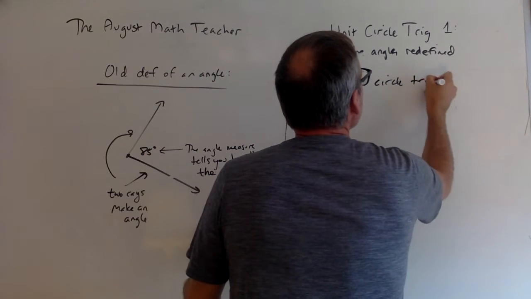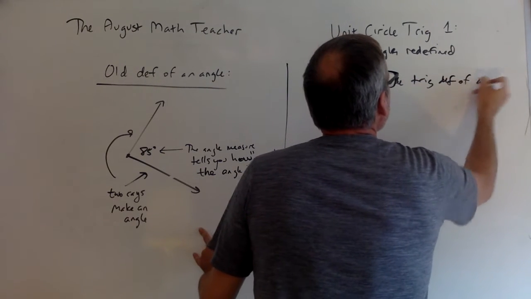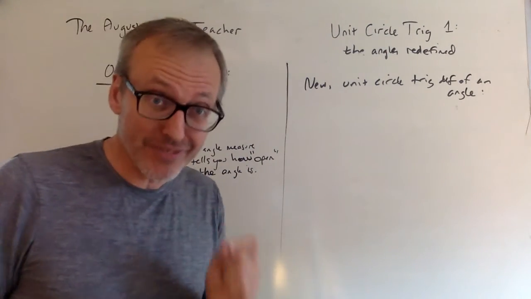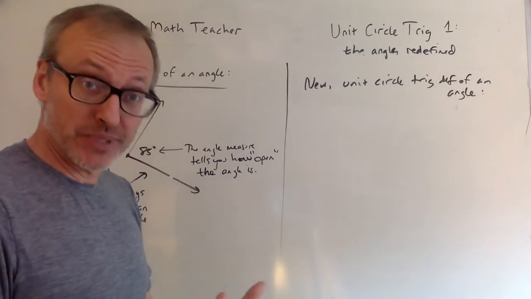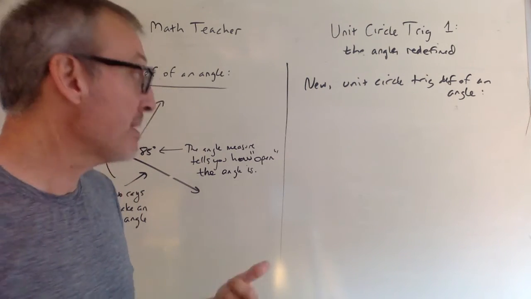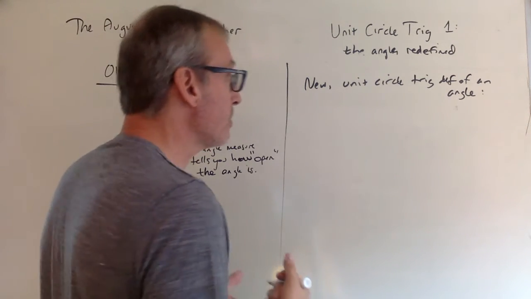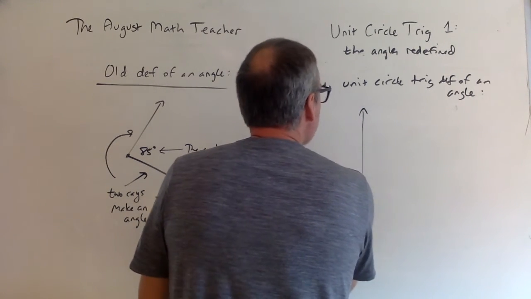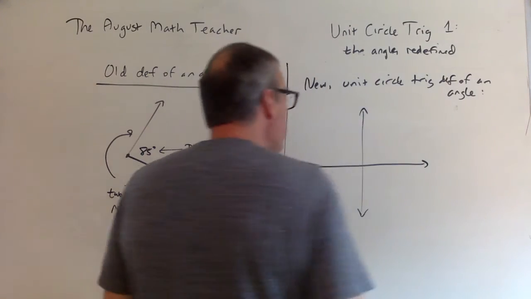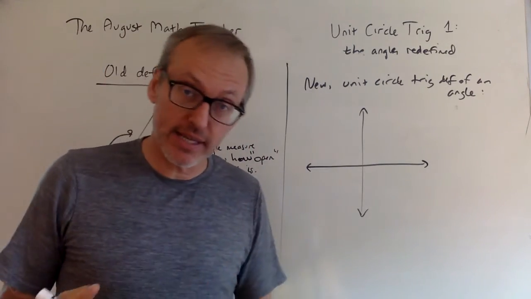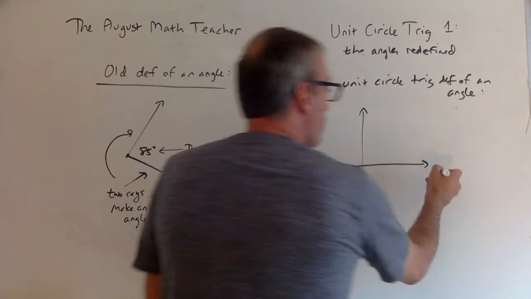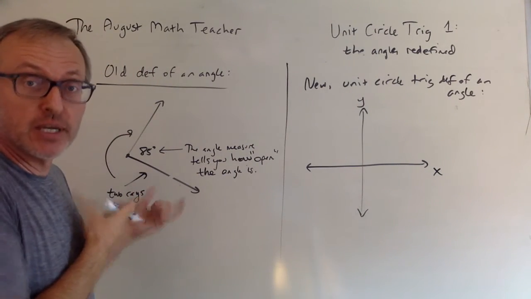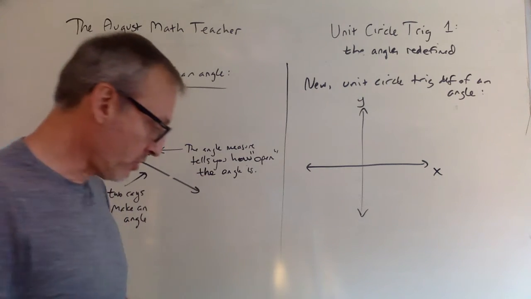Unit circle trig definition of an angle. And it's similar, but it's crucially different in some ways. Pay careful attention to this and start to really think about this whenever you draw an angle moving forward. It says this: every time that we draw an angle from now on, we're going to choose to draw the x and the y axes of the coordinate plane. We didn't do that over here because we don't usually do it in geometry, but we're always going to do this in unit circle trig.